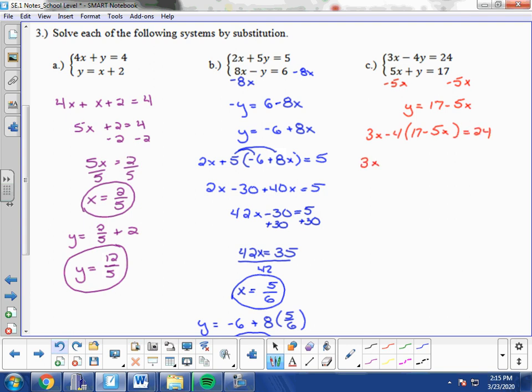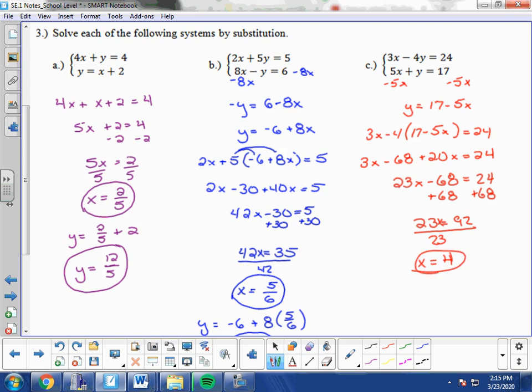So then I can distribute the negative 4. So negative 4 times 17 is negative 68. Negative 4 times negative 5x is positive 20x. Combine my like terms here, so 3x plus 20x is 23x minus 68 equal to 24. And I would add 68 to both sides of the equation, so 23x equals 92. Divide by 23 and find out that x is 4.